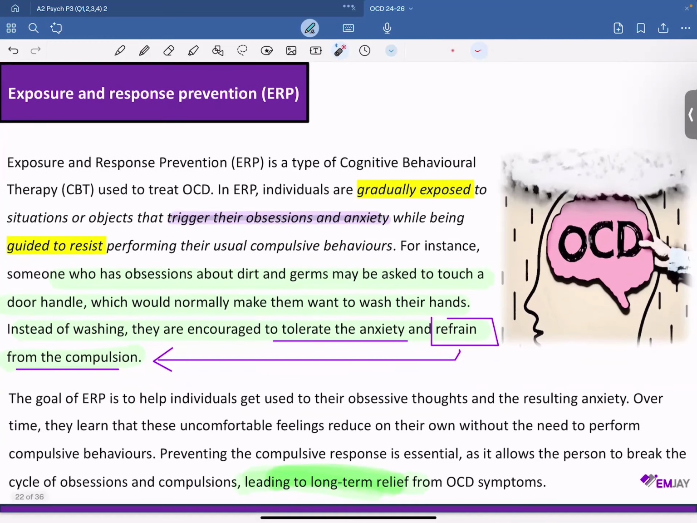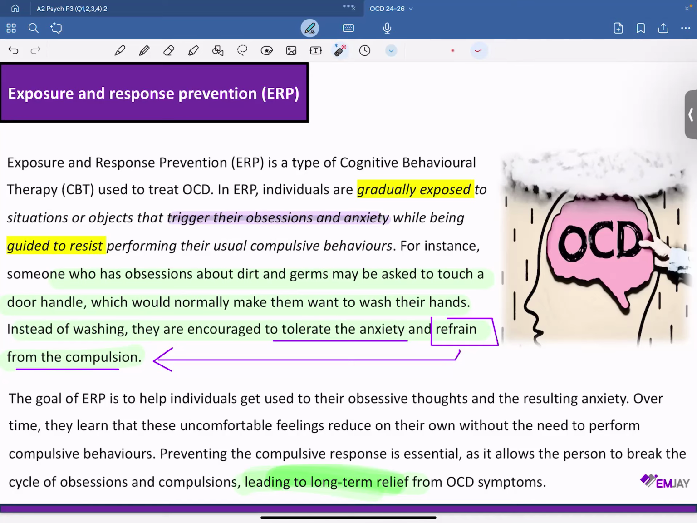The goal of ERP is to help individuals get used to the obsessive thoughts and the resulting anxiety. Over time, they learn that these uncomfortable feelings reduce on their own without the need to perform compulsive behaviors. Preventing the compulsive response is essential. But at the same time, it's important that you understand that an individual does feel anxious, does feel stressed, does feel depressed, right? Because of those persistent, intrusive, obsessional thoughts. So, preventing the compulsive response is essential as it allows the person to break the cycle of obsession and compulsions.